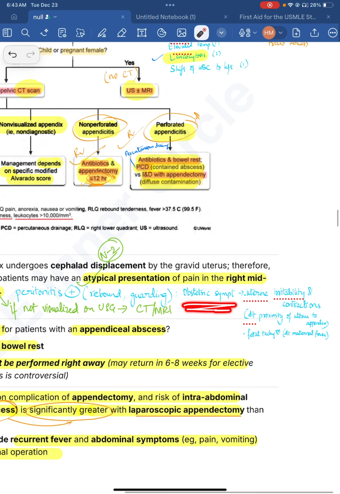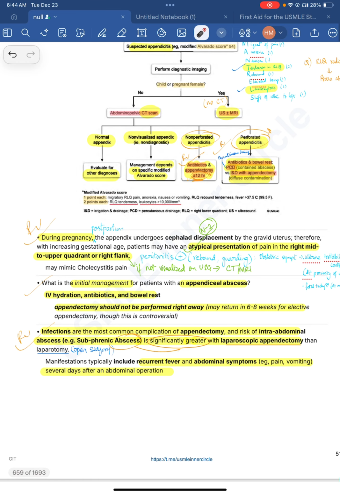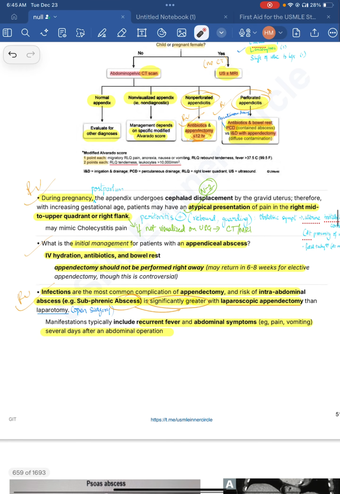What are the obstetric symptoms in this case? Uterine irritability and contraction because of the inflammation, and it might also cause fetal tachycardia. Now, what is the management of a patient with appendiceal abscess? Same thing. Bowel rest, antibiotics, hydration. Appendectomy should not be performed right away. The patient can return in 6 to 8 weeks for elective appendectomy, but this is a very controversial point. So, the main thing is IV antibiotics, fluid, and bowel rest, and appendectomy should be performed, but whether it should be performed immediately or we should wait, that point is controversial over here.